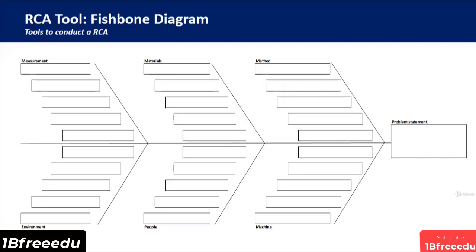And then the way that the diagram works is you kind of work backwards. What is beneath that? What is leading to that problem statement? What is causing that problem statement? So you can see here how we've broken it down into our categories. So measurement, materials, method, machine, people, and environment. And these are the key categories that are often used when it comes to a fishbone diagram.